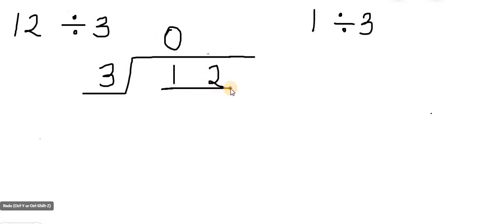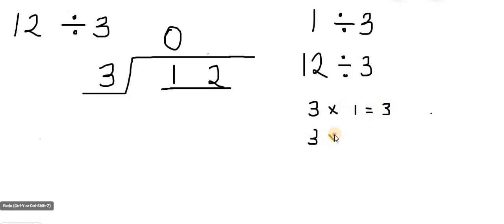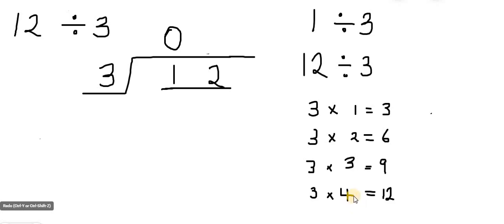We then go, how many 3's in 12? So we create a times table for the number that's dividing. That's 3 times 1 is 3. 3 times 2 is 6. 3 times 3 is 9. And 3 times 4 is 12. So we've got a perfect match.